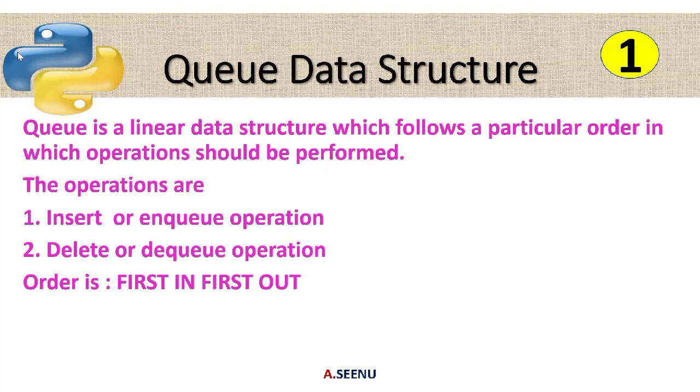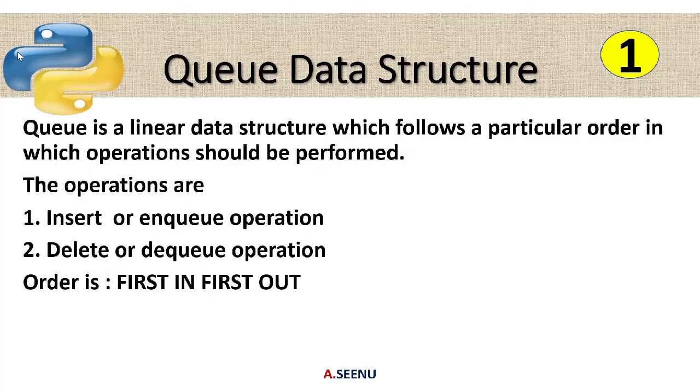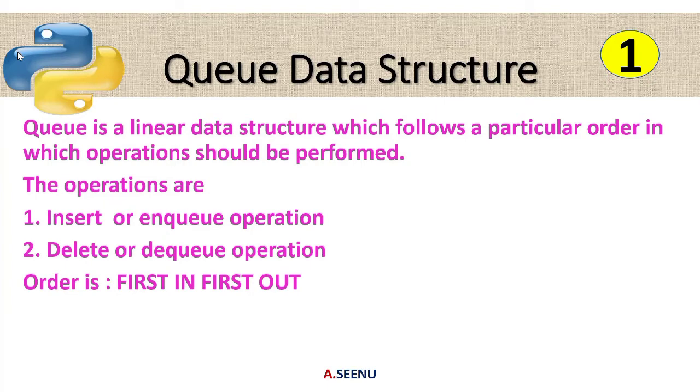A queue is a linear data structure which follows a particular order. The operations that can be performed on queues are, first, the insert operation, which is known as the enqueue operation, and a delete operation, which is called the dequeue operation. The order we follow is called first in first out. What do you mean by insert? If you insert an element into the queue, it is called enqueue. If you are removing one element from the queue, it is called a dequeue operation. Whoever enters the queue first is the one who leaves the queue first. So we follow the order called first in first out.